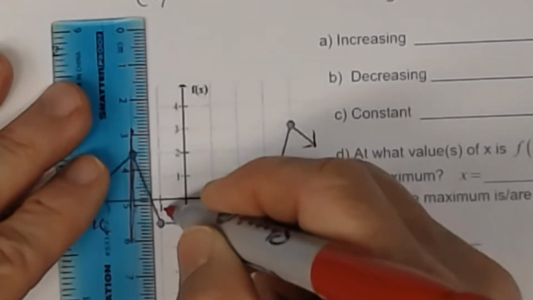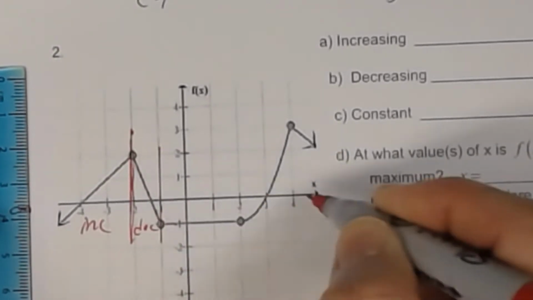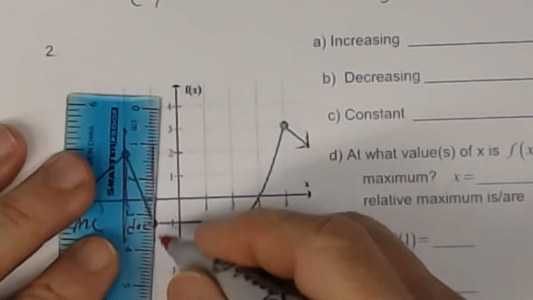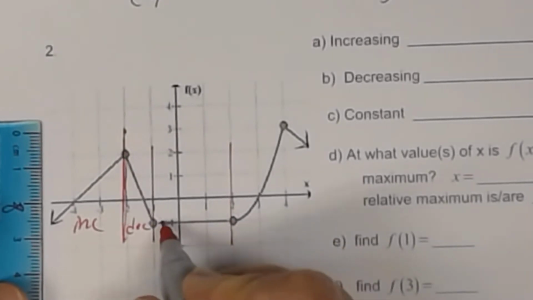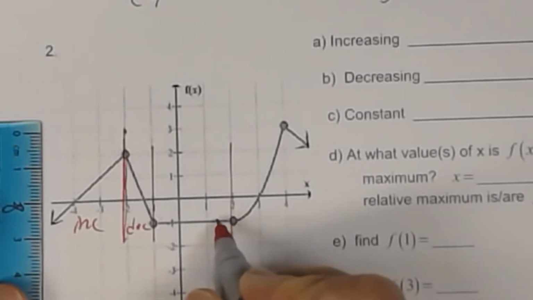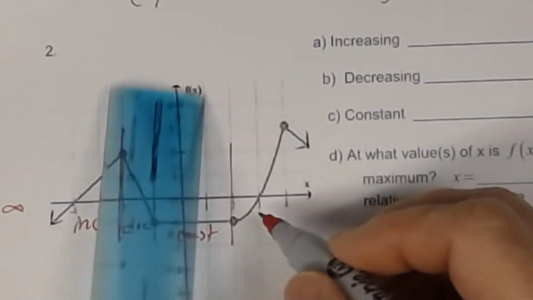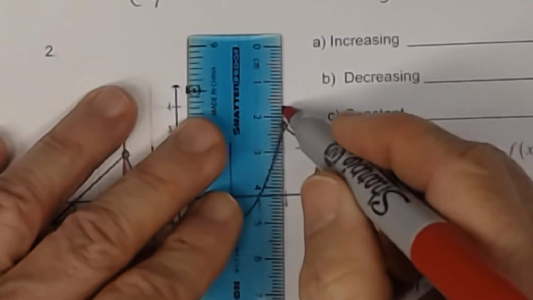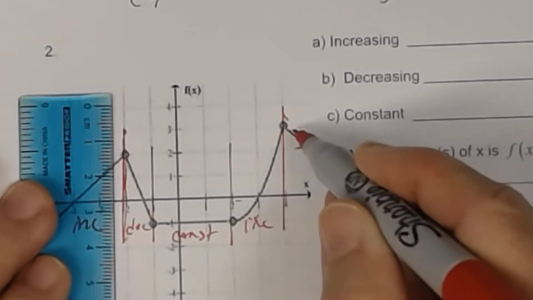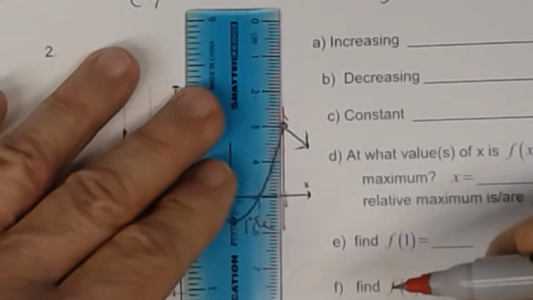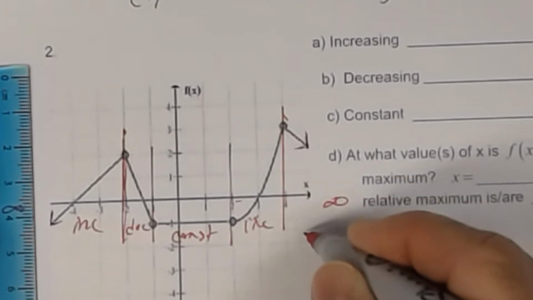Then from here to here, in this little interval, my y values are decreasing. And then from here to here, my y values are constant. See, all these y values are the same. They're all negative 1. So they're constant. And then from 2 to 4, my y values are increasing. And then you see this arrow. So from 4 to infinity, my y values are decreasing.